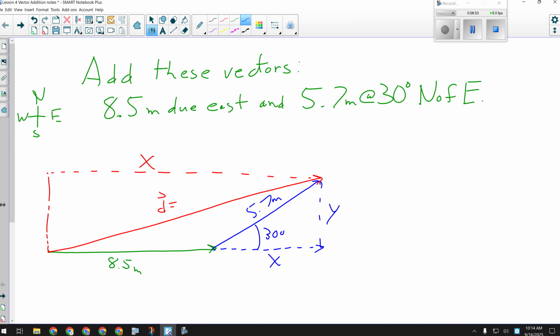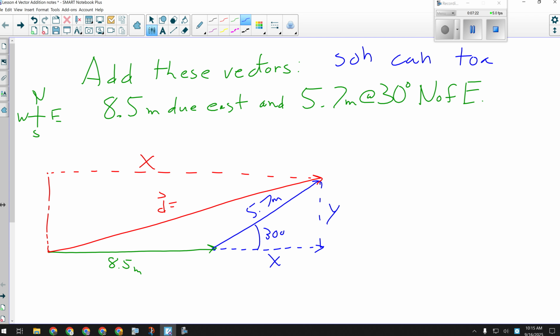All right, so what trig function do I use if I want to find the adjacent side and I know the hypotenuse and the angle? Cosine, right? Remember our rules: sine is opposite over hypotenuse, cos is adjacent over hypotenuse, and TOA, tan is opposite over adjacent. That one's out because I don't know the opposite and adjacent sides right now.